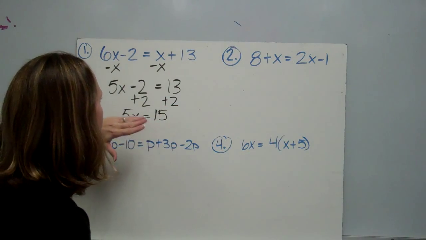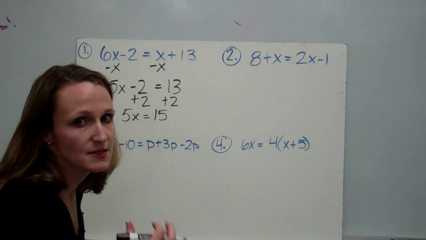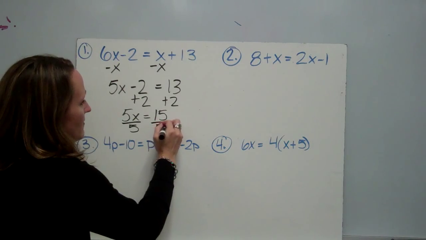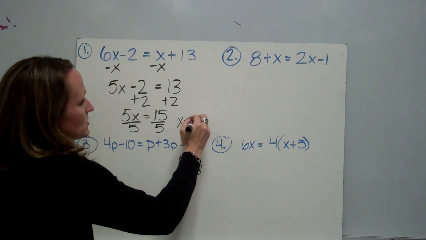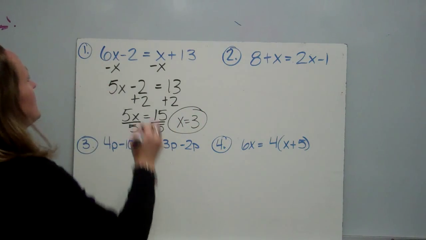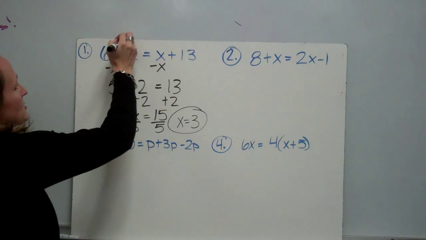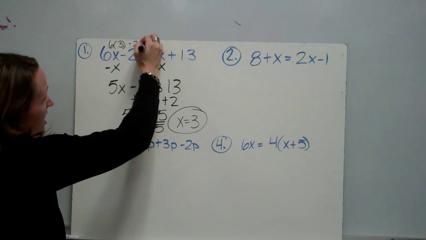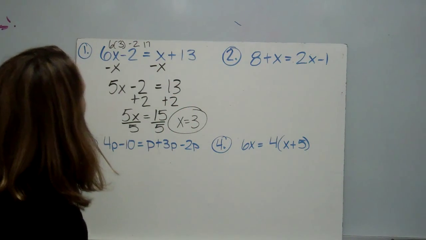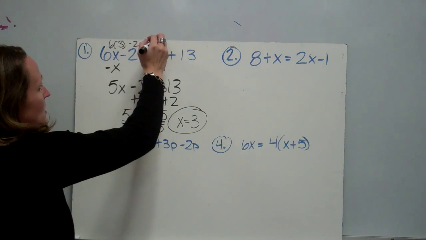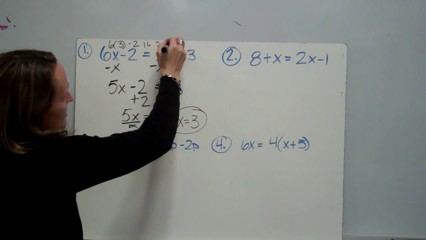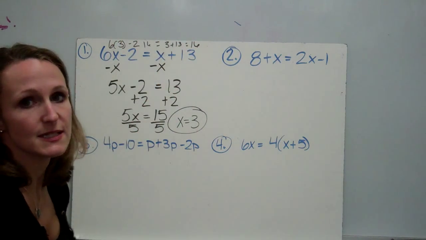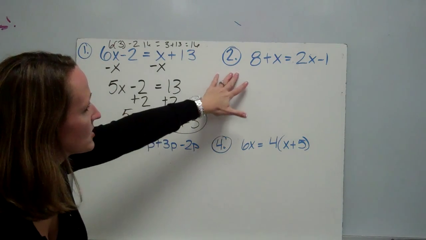Okay, so I'm getting closer. I have variables on one side, I have numbers on one side. Last step, undo it. Divide by 5, divide by 5. I'm left with x equal to 3. So what if I plug it back in and do 6 times 3 minus 2? That gives me 18 minus 2, or 17, or 16, go Miss Ernest. And then over here, if I put 3 plus 13, that also gives me 16, and 16 equals 16, so we've been successful.